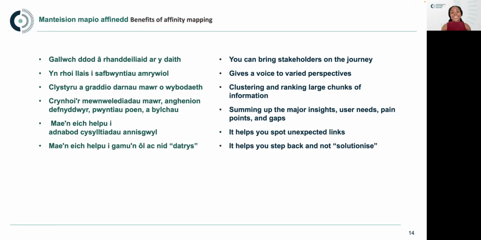And one thing is for sure, if you put them face to face with the juiciest quotes from research participants, they won't forget it. And with affinity mapping, you can also cluster and rank large chunks of information. You can sum up the major insights, user needs, pain points, and gaps. You can also spot unexpected links, as well as just take a step back and not solutionize. Next slide, please.